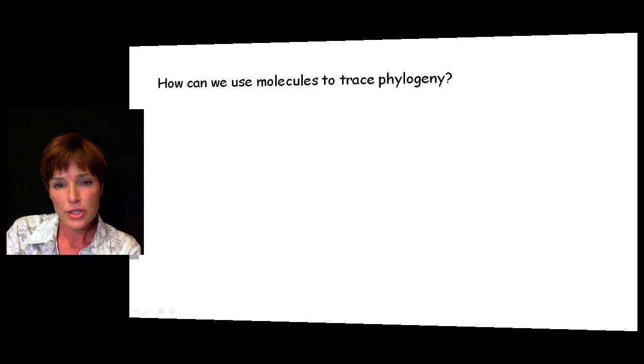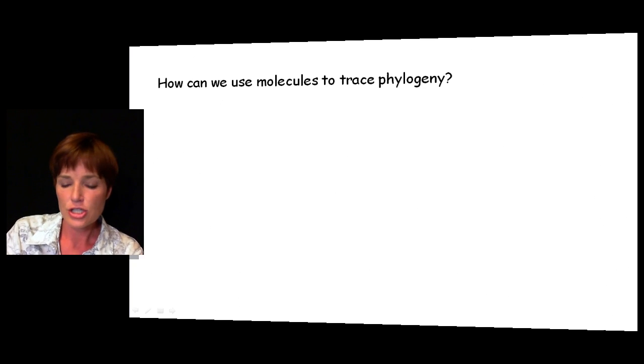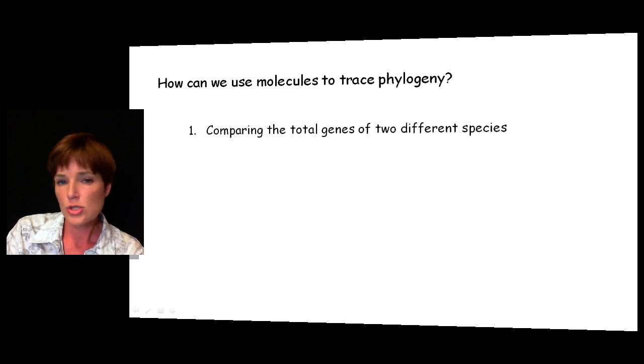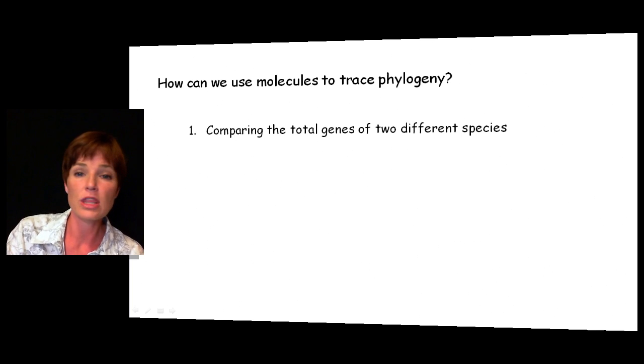So when we use molecules like DNA to trace phylogeny, the first thing we have to do is obtain that sequence information. So there would be some sequencing involved in the process. We would have to obtain DNA sequence from multiple organisms. We would try to obtain some sequence information from what we think to be the common ancestors as well.